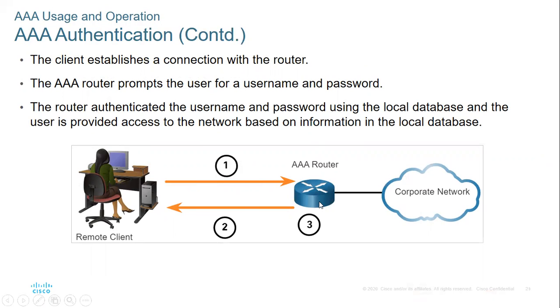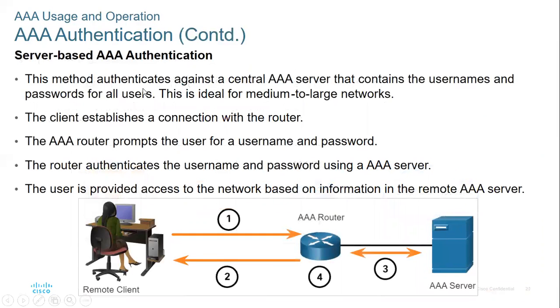With local authentication, it means that on this router, we are going to create a local database. That is, the username and the password of this lady here will be on this router. So if the username and the password match, then that's when this lady will be allowed access to the corporate network. We also have server-based authentication.